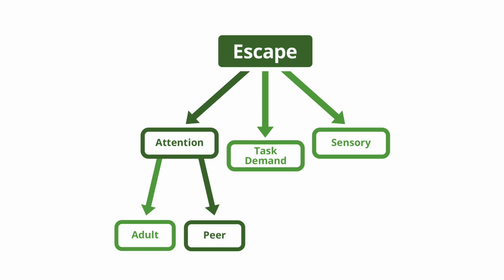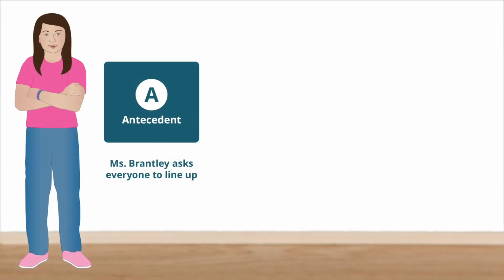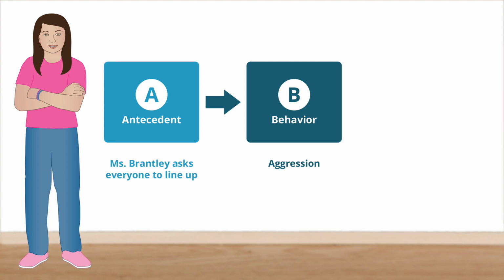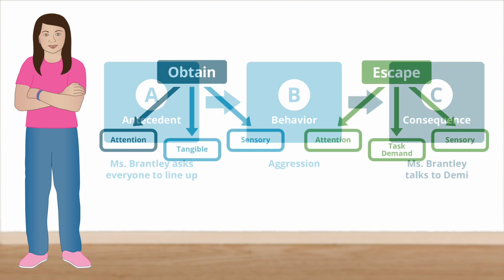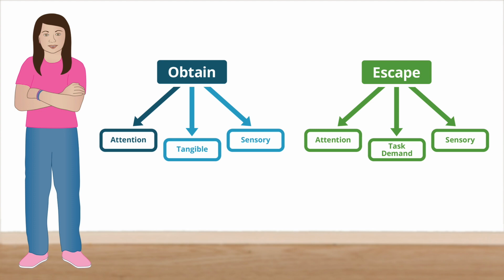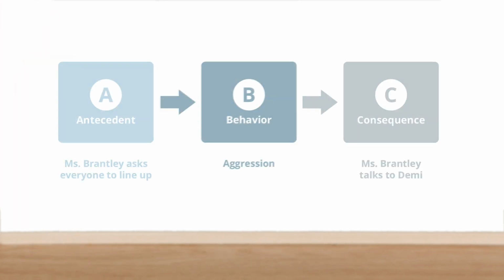Let's think back to Demi's behavior. Demi is asked to line up, but engages in aggressive behavior. That behavior is typically and consistently followed by Ms. Brantley coming over to talk to Demi about how she needs to be nice to her friends. When we consider the antecedent, the behavior, and the consequences altogether, it's likely that Demi is trying to obtain Ms. Brantley's attention. It's important to note that the function of the behavior is usually determined by looking at the behavior across multiple occurrences to find the pattern that emerges.